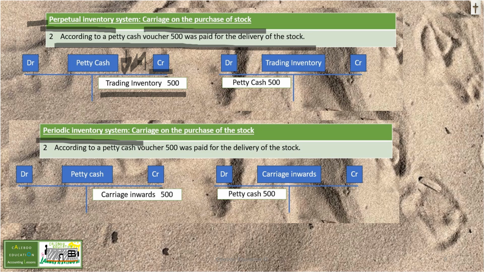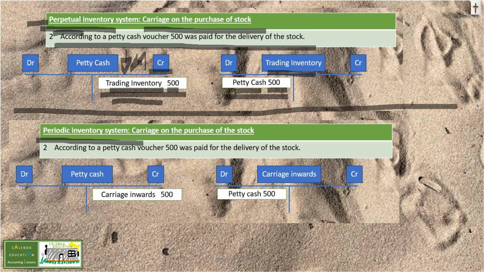On the credit side of petty cash, you have trading inventory, 500. Trading inventory is the contra account. We're looking at the perpetual inventory system, and the account that was credited was trading inventory. And on the debit side of trading inventory, there under details you've got petty cash, and the amount was 500. So that's the perpetual inventory system, the delivery of stock.